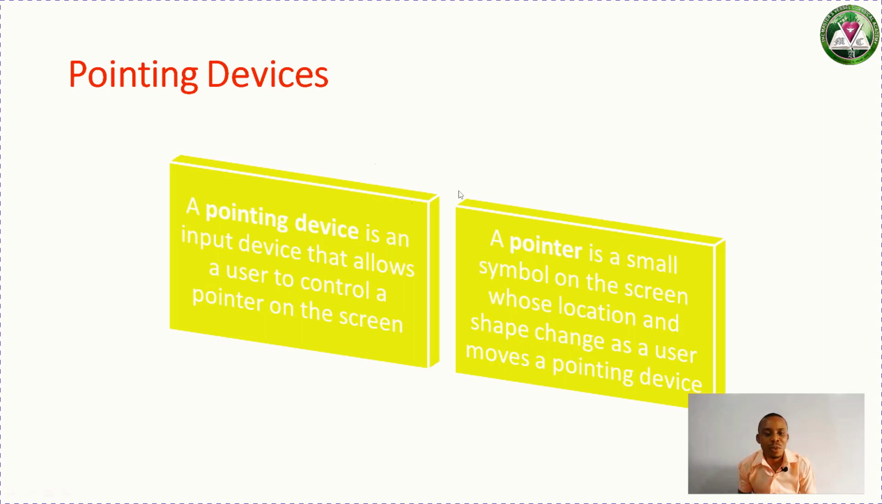You can see that the position of this pointer is moving. Why? Because I am moving the pointing device that I am holding here. The pointer is moving on the screen because I am moving my pointing device. And we have types of pointing device. We have the mouse, we have the touchpad, we have the joystick, and so many of them.